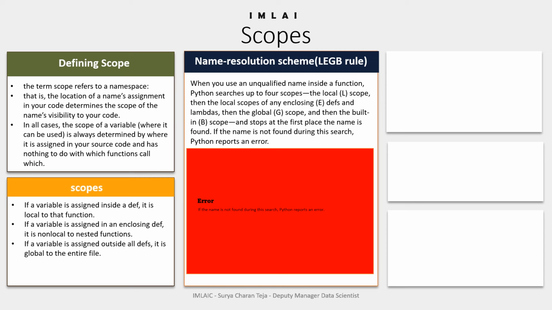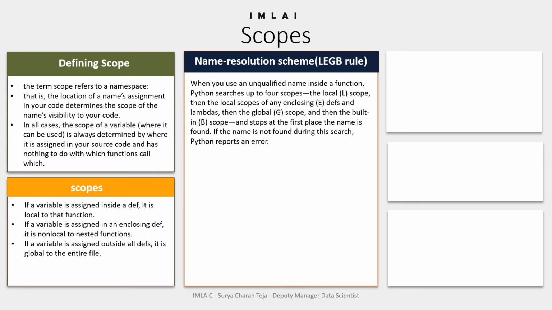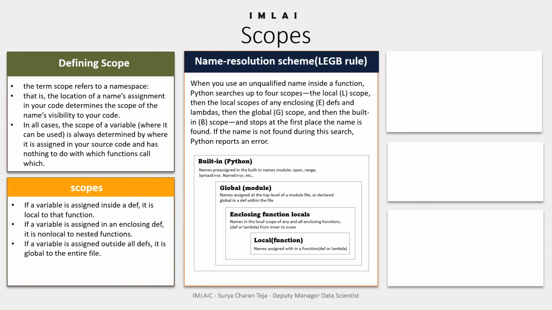So with this, we actually understood how scopes work, how scopes will be helpful, and how, when a program is being executed, Python searches for the names that you have mentioned in your program from one level to another: local, enclosing, global, and then built-in. If it is found nowhere, it throws an error.